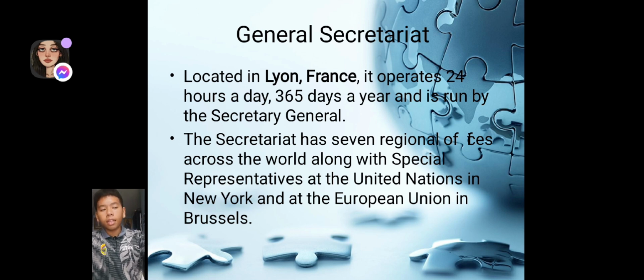The Secretariat has 7 regional offices across the world, along with a special representative at the United Nations in New York, and at the European Union in Brussels.